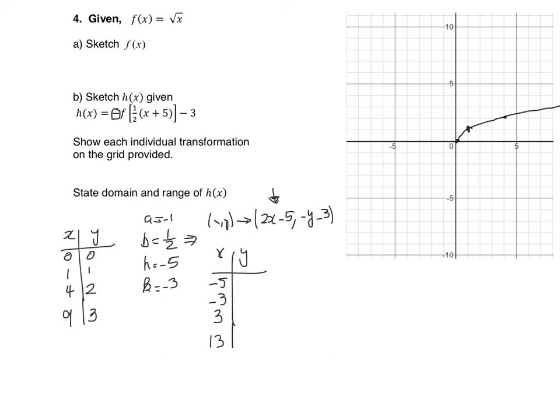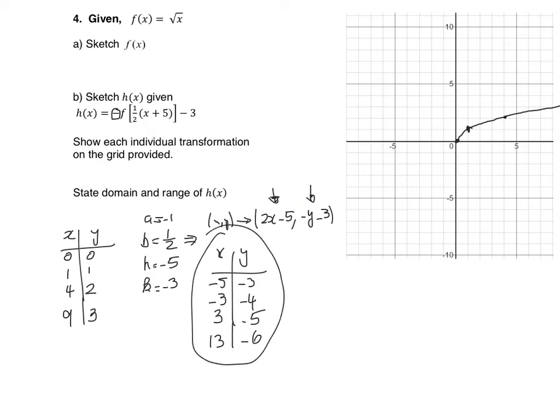Now we go for y. We sub it back in this to get the new y value. When y is 0, negative 0 minus 3 is negative 3. When y is 1, negative 1 minus 3 is negative 4. When y is 2, negative 2 minus 3 is negative 5. When y is 3, negative 3 minus 3 is negative 6.